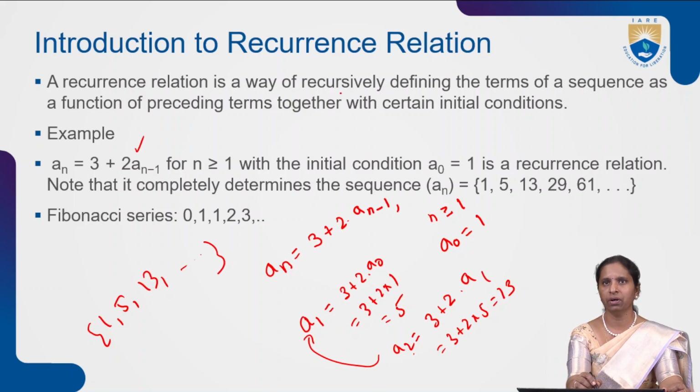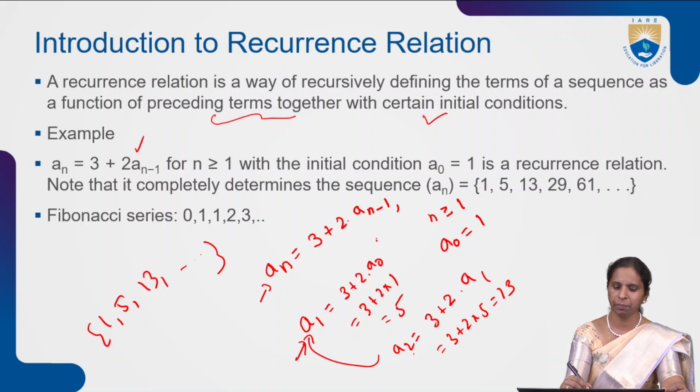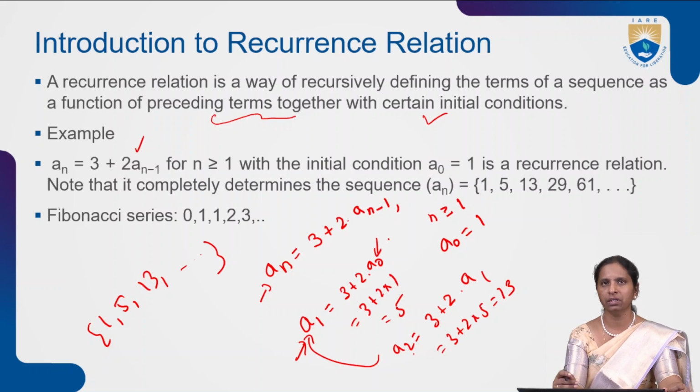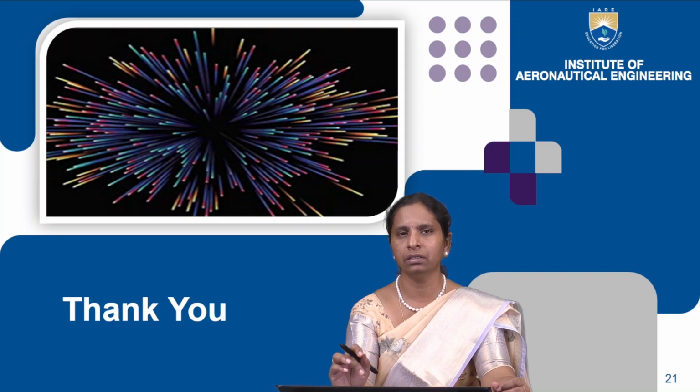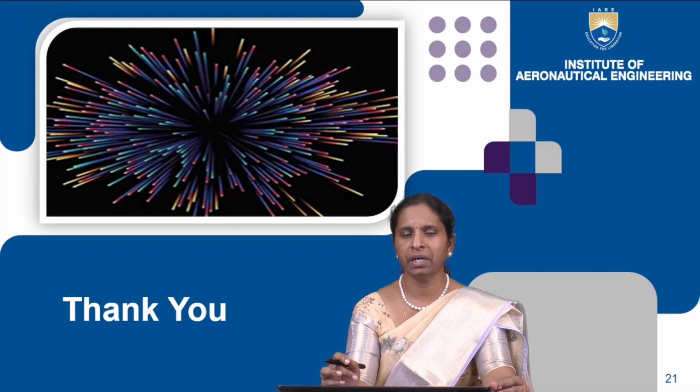Like that, a recurrence relation is a way of recursively defining the terms of a sequence, where the function consists of the preceding terms together with the initial condition. That is called the recurrence relation. The next term can be found from the preceding term. So today we have discussed the concepts of mathematics for computing, and briefly overviewed them.